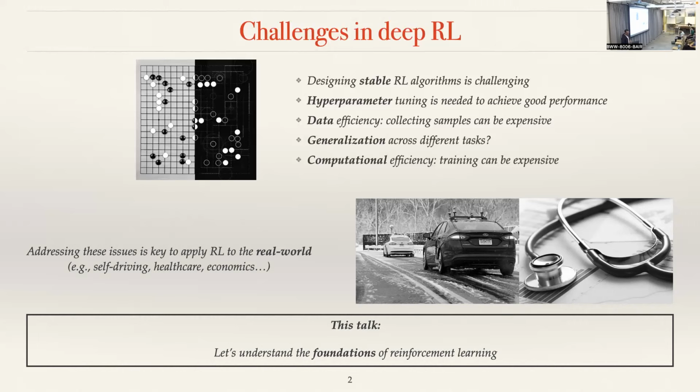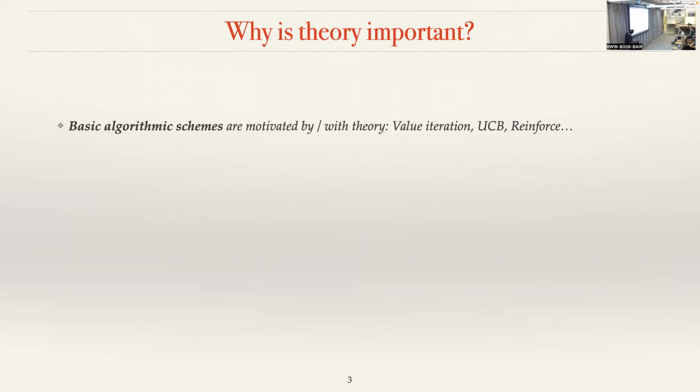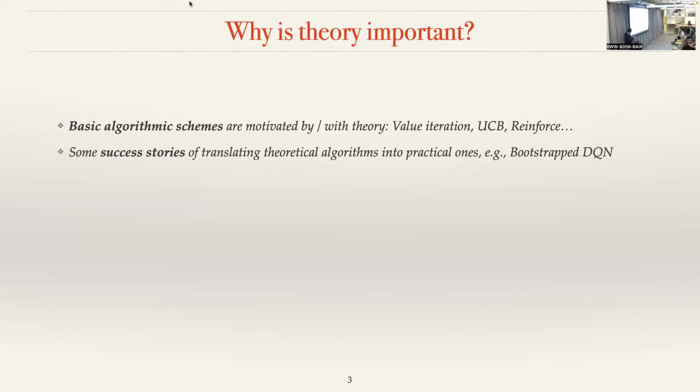And why do we want to develop a theory for reinforcement learning? Well, perhaps the most basic motivation is that the key basic protocols that people use in reinforcement learning are really algorithms that are motivated by theory. For example, value iteration, policy iteration, upper confidence bound exploration, REINFORCE policy gradients. Those algorithms are all at least somewhat inspired by theory, and oftentimes they come with guarantees, at least in their simplest form. There are also some success stories of translating algorithms that were developed from theory into something more practical. One example is randomized least squares value iteration, which you might know as bootstrapped DQN.